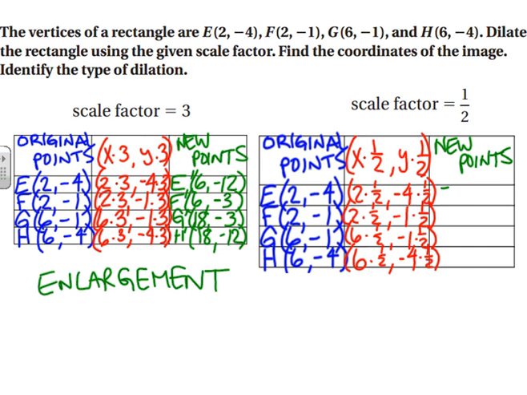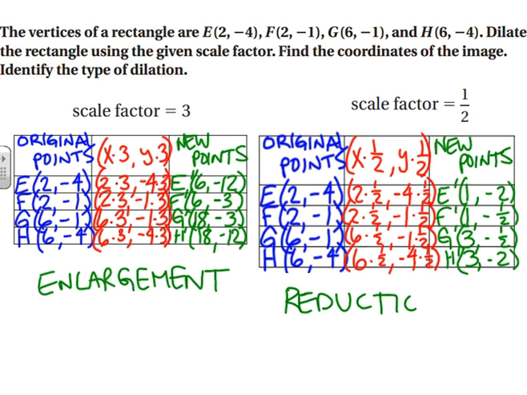We have E prime at 1, -2. F prime is at 1, -1/2. G prime is at 3, -1/2. And H prime is at 3, -2. Okay, we have a scale factor of 1/2, which is less than 1, so this one would be a reduction. So we know that our new image would be smaller than our original.